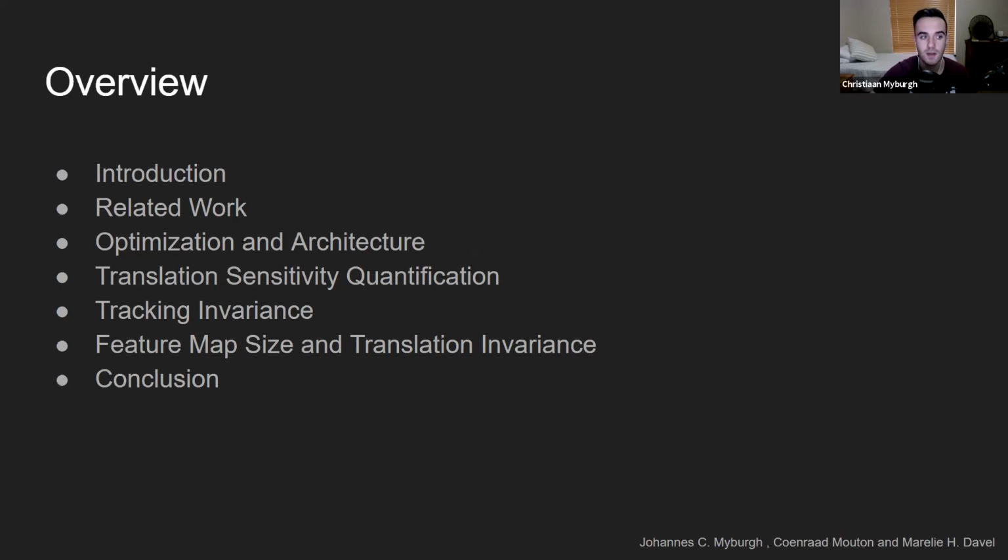So for a quick overview of what we're going to discuss today, we're going to have a real quick introduction into the work that we're doing. We're going to really quickly talk about the related work, the optimization protocols and architectures we use. Then we're going to talk about how we quantify translation sensitivity, and then get into the bulk of our work where we talk about how we track translation invariance, and then also the effect of feature map size on translation invariance. And then we're going to have a quick conclusion at the end.